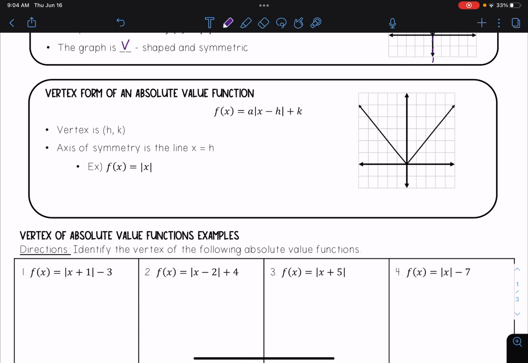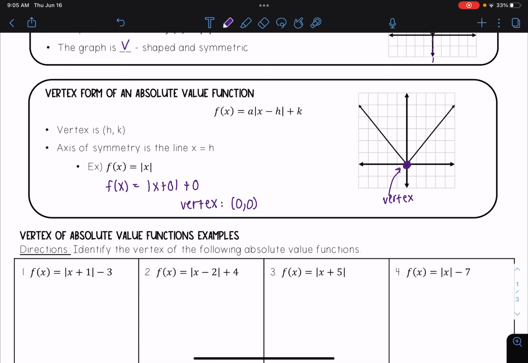So for example, f of x is equal to the absolute value of x. If I were to write that in vertex form, this would be the same thing as the absolute value of x plus 0, plus 0. So the vertex here is (0, 0). And we see that in this graph right here, our vertex, which is basically the pointy part of the V shape in the graph, is at (0, 0).